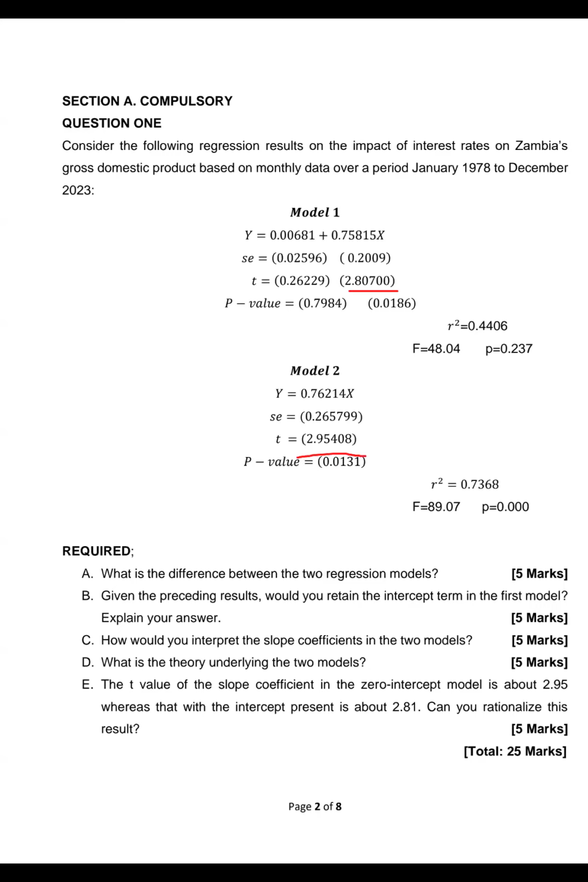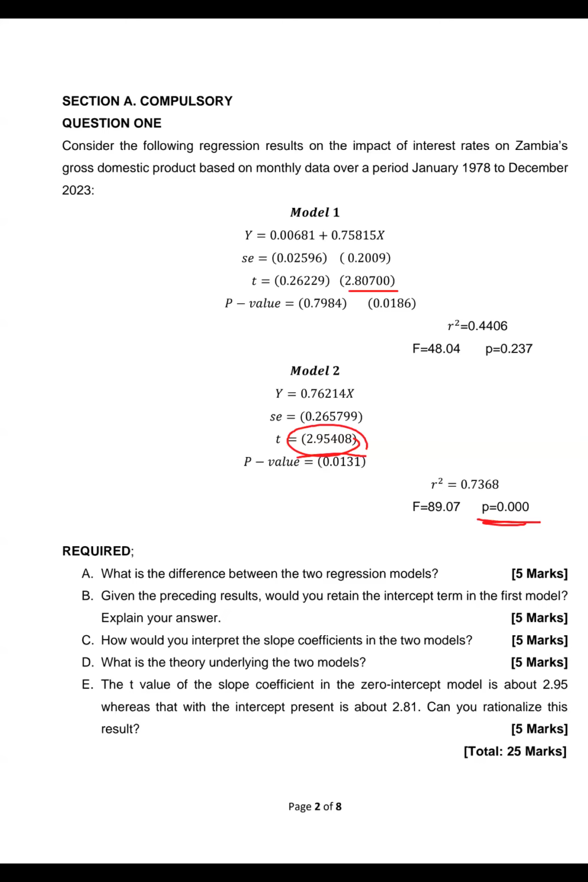Can you rationalize this? The rationalization is still the same. Why? Because the significance is increasing. When we drop the coefficients, that's why even the t value increases like that. Remember, the t value works like the p value as well. In the question, they would just tell you to interpret, not do calculations. All right, I understand, eh?